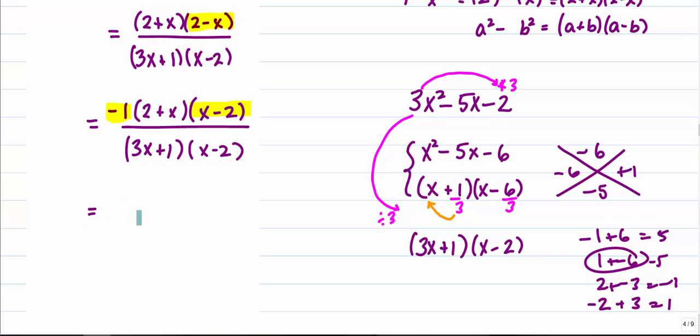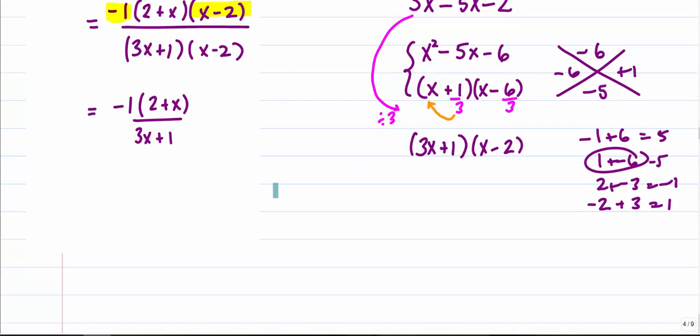So now I'm allowed to cancel. Now I'm allowed to say I just have negative 1, 2 plus x over 3x plus 1. Now, what I'm going to do, guys, is switch these because usually I like to do x plus 2.